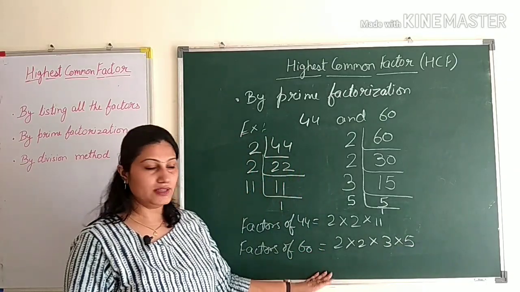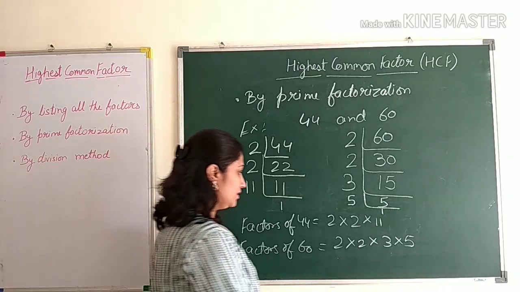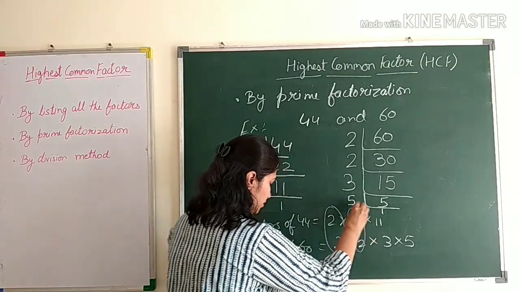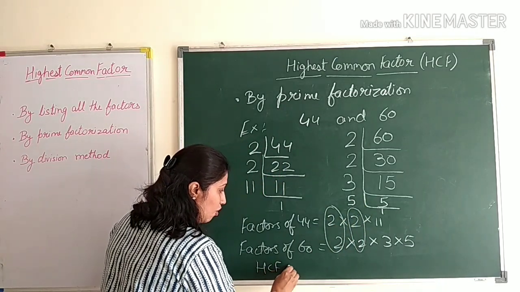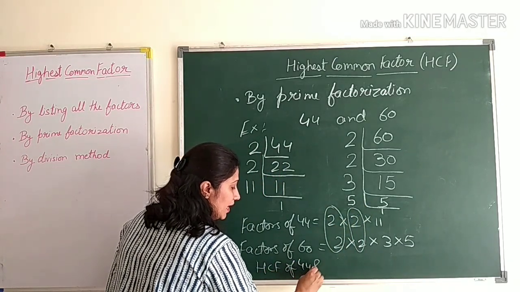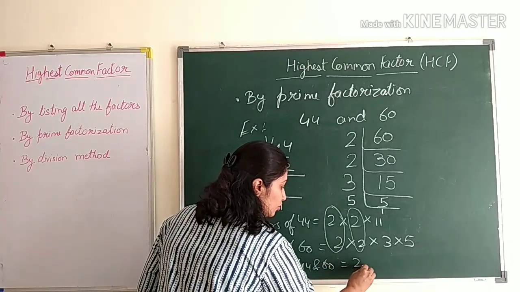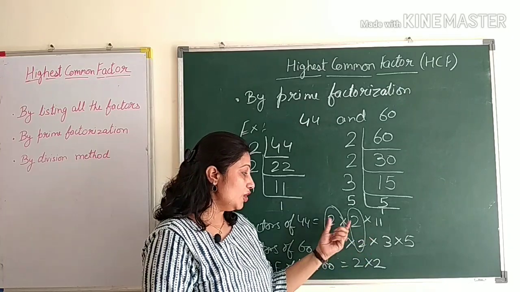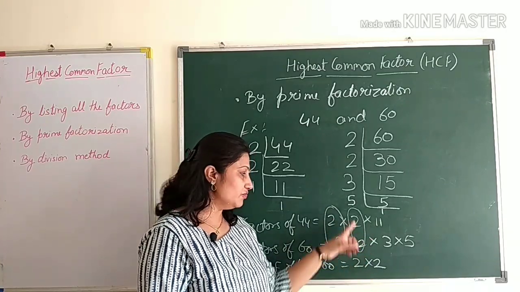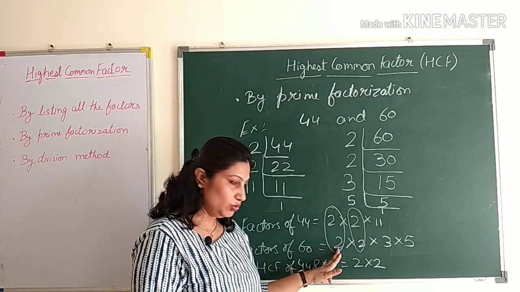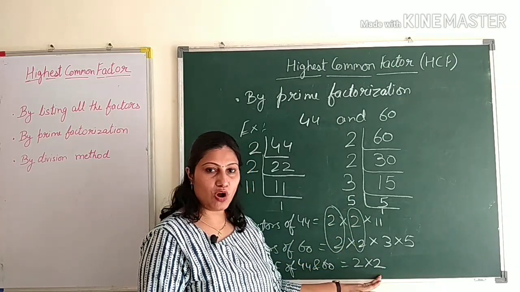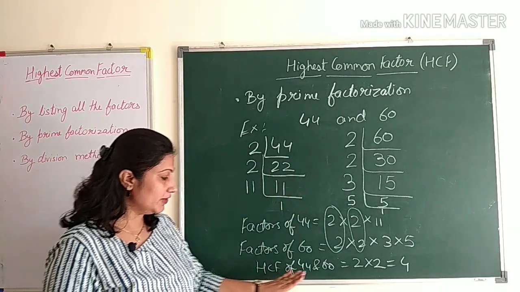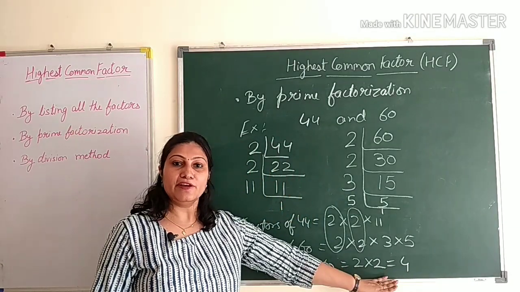Now I have to draw the common factors from both these numbers. Here you can see 2 is common, again 2 is common. So the highest common factor of 44 and 60 will be 2 into 2. You do not have to write again both these numbers. You have to draw only the common numbers from these factors. So here I have taken 2 as a common, 2 as a common. So 2 into 2 is equal to 4. So the highest common factor of 44 and 60 will be 4.